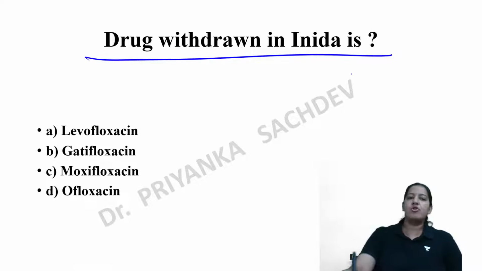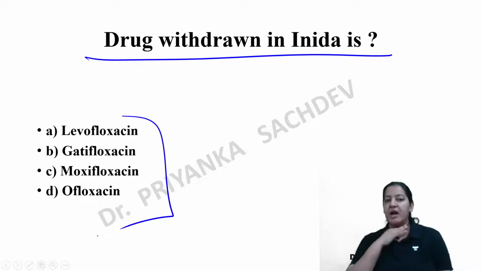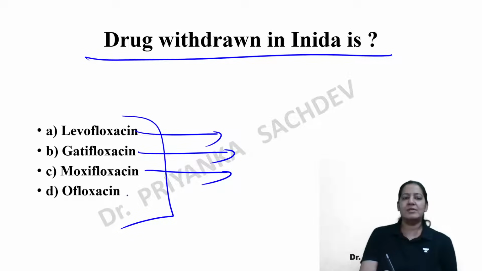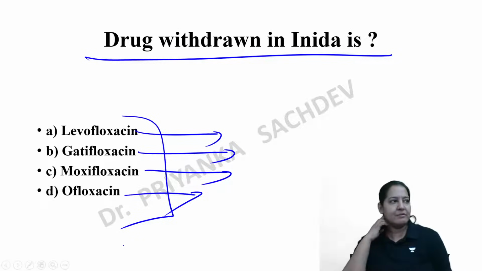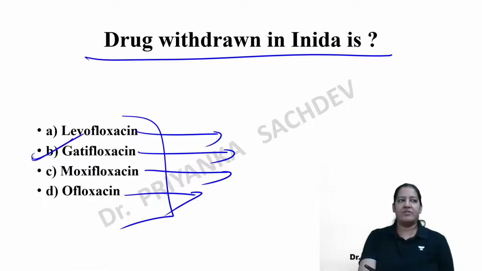Which is the drug which is withdrawn from India among the following? I have told you the names of the 5 drugs which are withdrawn from India due to some reason. So is it Levoflox? Is it Gatiflox? Is it Moxiflox? Is it Oflox? Can you tell me the answer? Which of the following is already withdrawn from India? Kishore, Sufi, Amar, others, can you tell me the name of the drug? Yes, Priyanka. Abhijit, would you like to try? Yes, Amar, absolutely right. So Gati is the name of the drug.